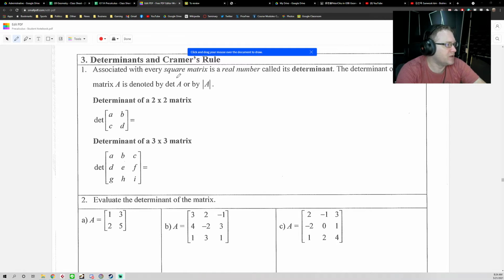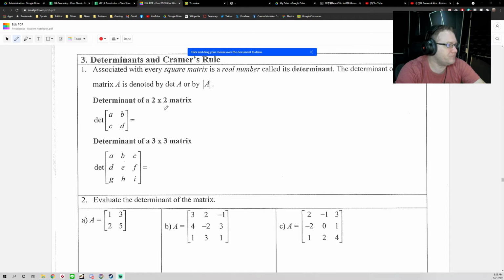So first of all, every time you have a square matrix, it has to be square. What is a square matrix? It just means the number of rows and the number of columns are the same. So for example, this is a 2 by 2 matrix. Also, this is a 3 by 3 matrix. Now you can also find a determinant for a 4 by 4, 5 by 5, or a 100 by 100 matrix, but we're not going to do that. We're just going to do 2 by 2 and 3 by 3. That's all you need to know.